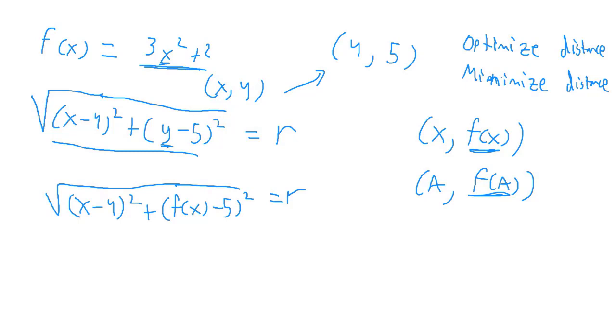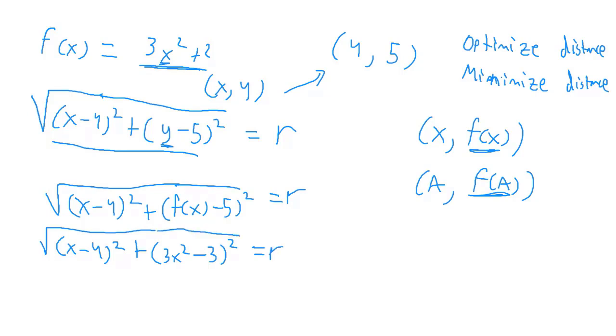Good comment, I'll do that in a second. But first I just wanted to write out what f of x is: the square root of x minus 4 squared plus 3x squared plus 2 minus 5 squared equals r.